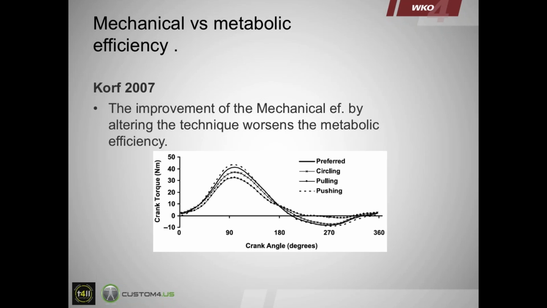This is one of the best pieces of research, by Thomas Korff. He's one of the best researchers in pedaling technique, and he explains that when they had a group of cyclists and told them to alter their pedaling technique, you can see that when the cyclists were told to pedal by circling or pulling the pedals, the mechanical efficiency increased. You can see here how the peak is much lower than with pushing pedaling, and in the negative part there was a lower value. But at the same time, it worsens the metabolic efficiency.